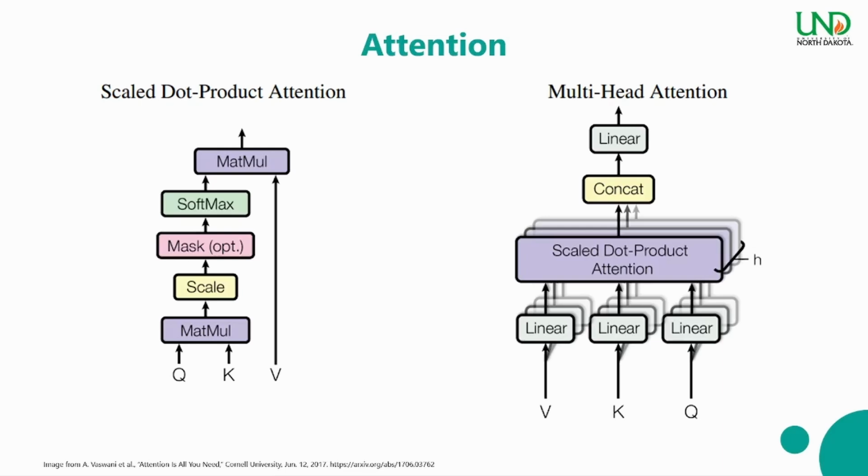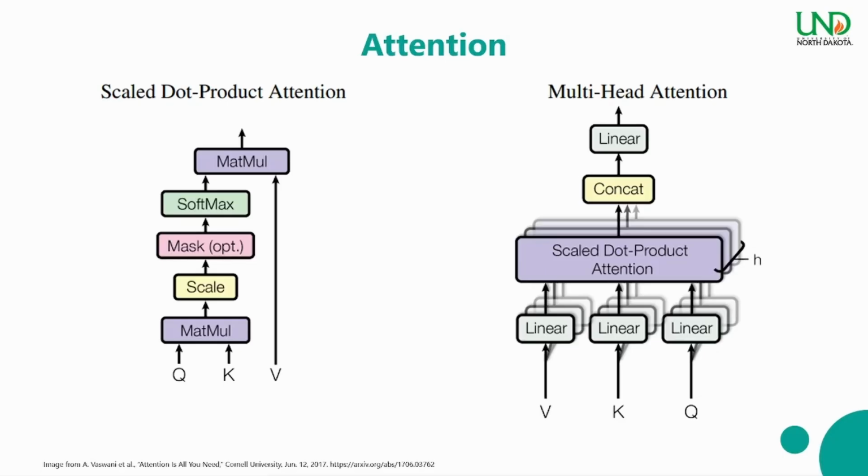Step 1 is matrix multiplication. The computer first compares the queries with the keys by multiplying them together. This is like checking how well each label, K, answers the question, Q. Step 2 is scale. The result can get really big, so the computer divides it by a number to keep things manageable. This is like turning down the volume so it's not too loud.